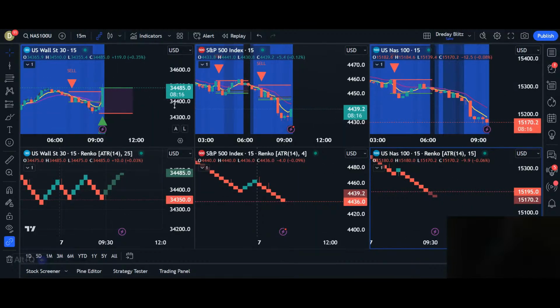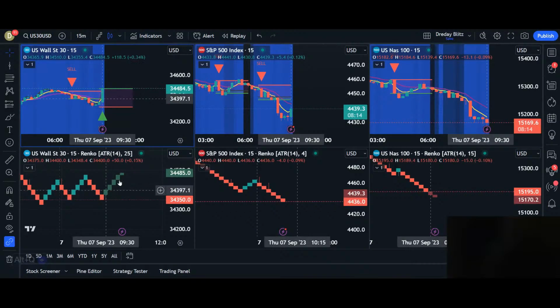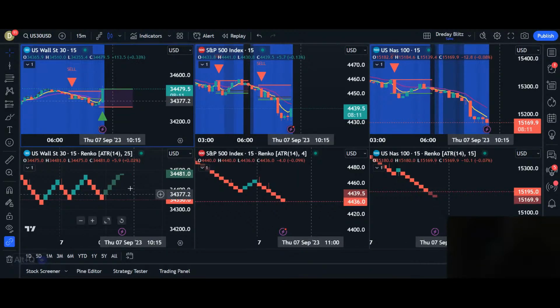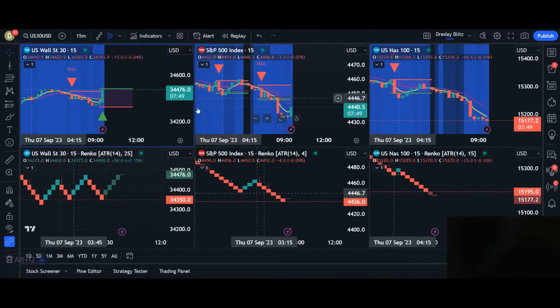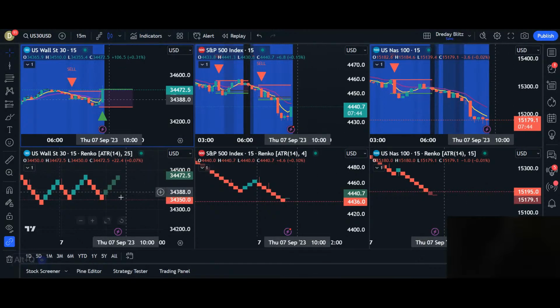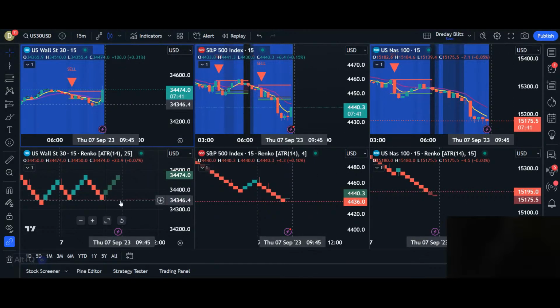So US 30 is the only one so far that's giving us entry. Like I said, usually when you have market opens, you should have good setups, and most of the time you should have some entry setups based on EMX AI, and you just have to follow the trend and make sure that you put your stop loss at the top of the reversal.